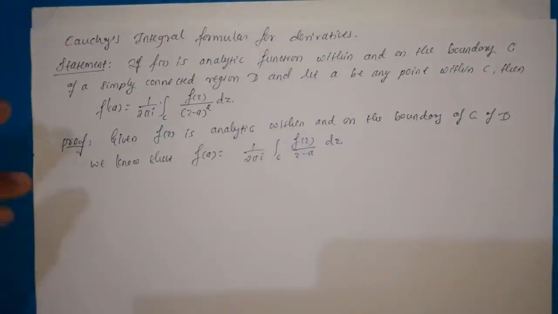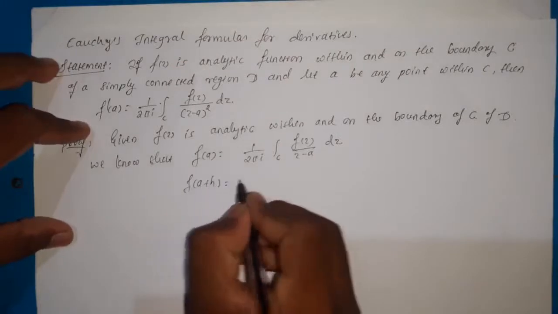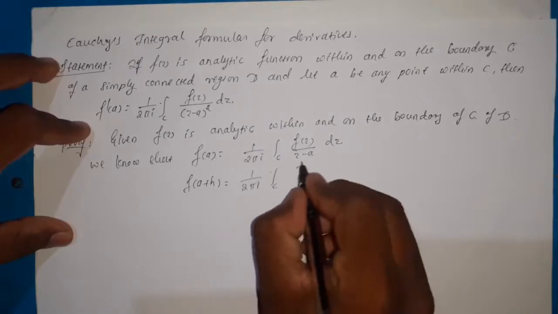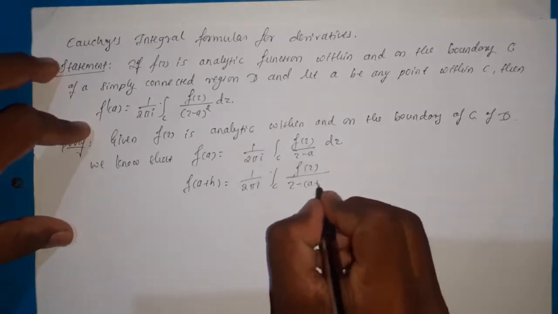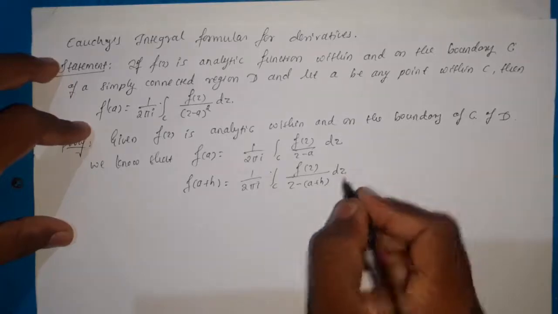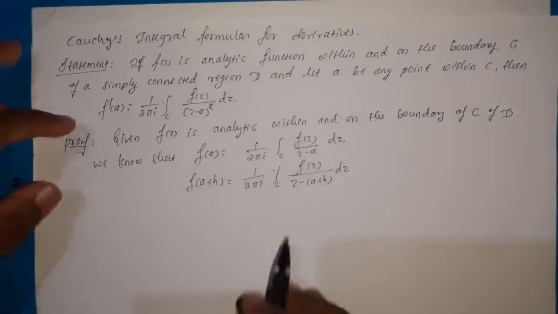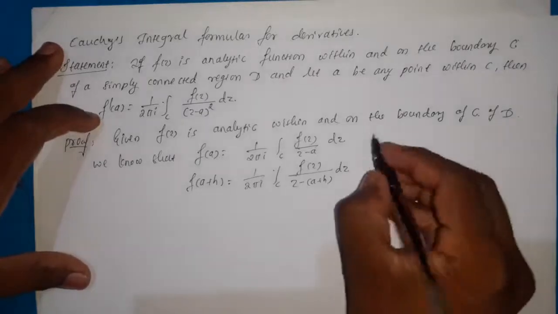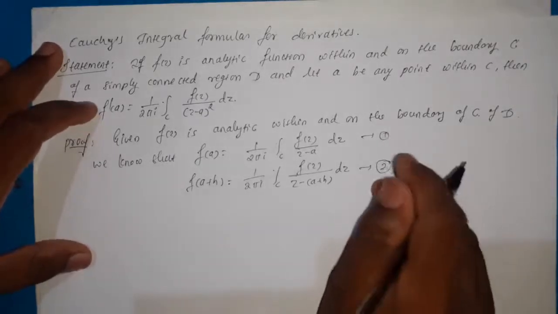And let us consider one more function f of a plus h, equal to 1 divided by 2 pi i integration over C f of z divided by z minus of a plus h dz. So instead of a, here we have considered a plus h. So therefore that z minus a becomes z minus of a plus h. Now consider these as equation numbers 1 and 2.